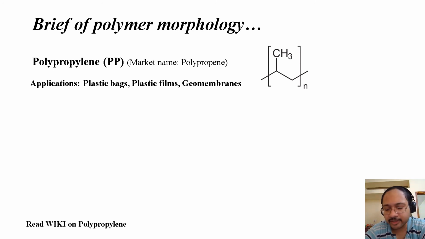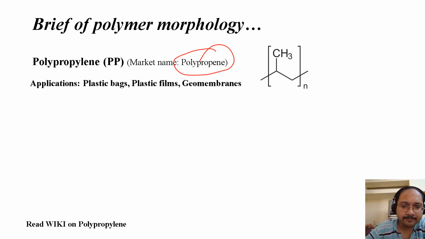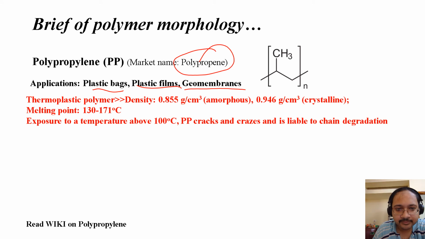Then comes polypropylene. Just like ethylene, the polyethylene became polyethylene, polypropylene became polypropene. That means the monomer unit of polypropene is nothing but propene or propylene. Applications are again plastic bags, plastic films, geomembranes, if you want to make osmotic membranes. It is a thermoplastic polymer with similar density, and it can show both amorphous stage as well as crystalline stage. What are amorphous, what are crystalline, we'll come to that detail later.